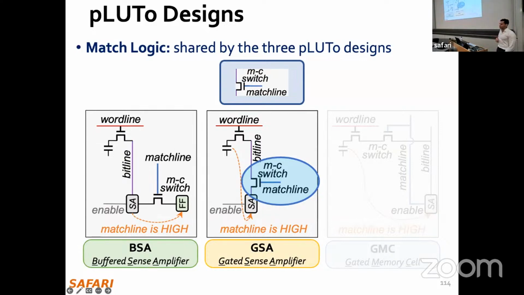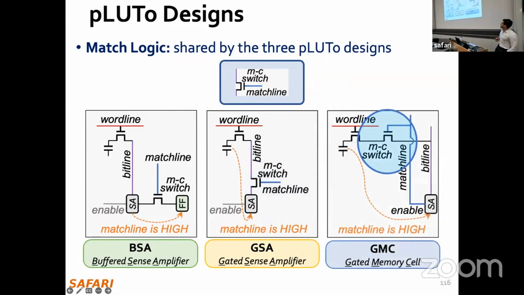in the DRAM cell. The third design is what we call gated memory cell, and here we are going to have an extra access transistor in the DRAM cell, which connects to the matching logic. So now I'm going to only destroy this data if I have a match. Before, I always destroy the data, even if I don't have the match.